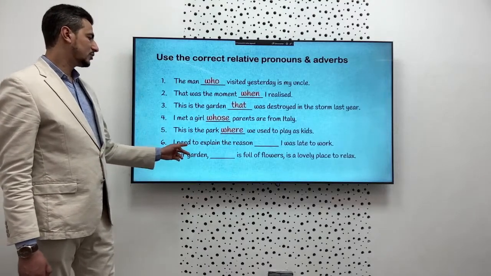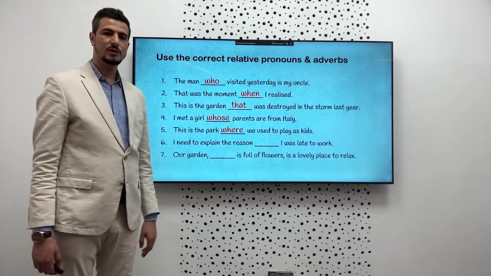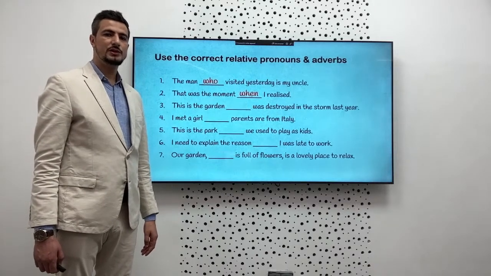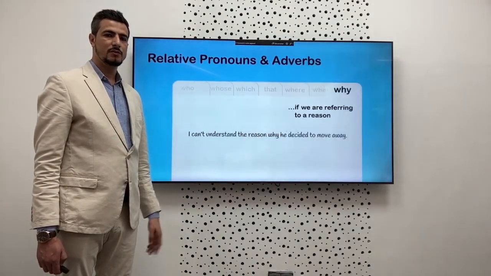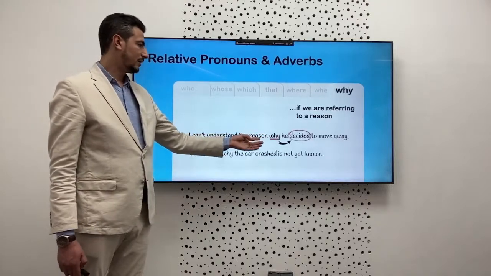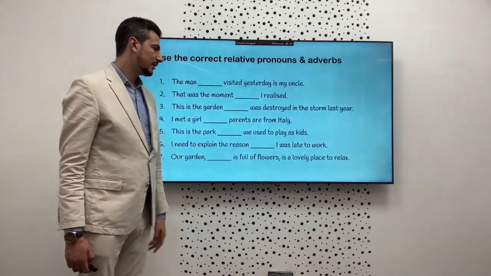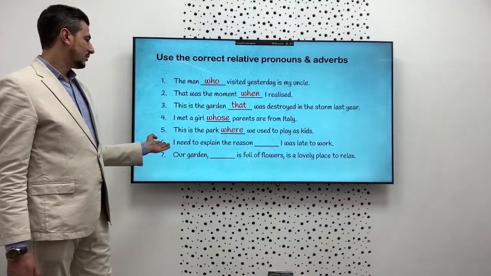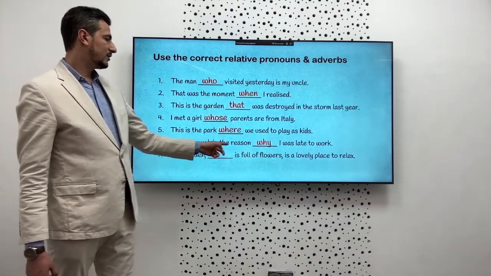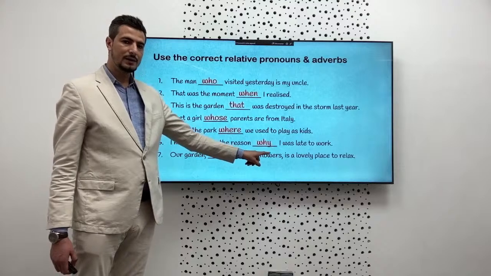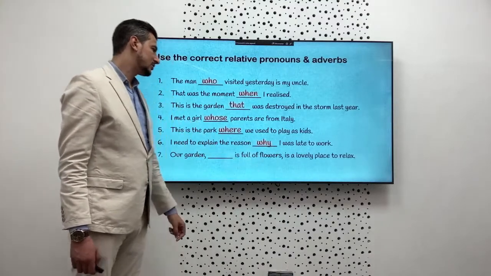Example 6, I need to explain the reason. Remember, let's go back to reason. Reason, why? The reason, why? The same thing here. I need to explain the reason why I was late to work.